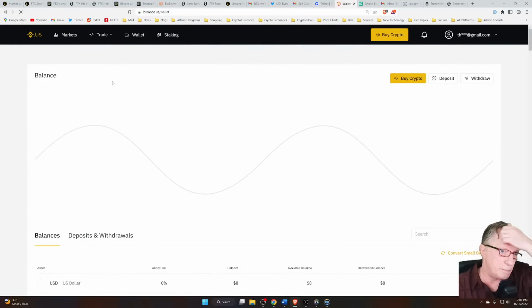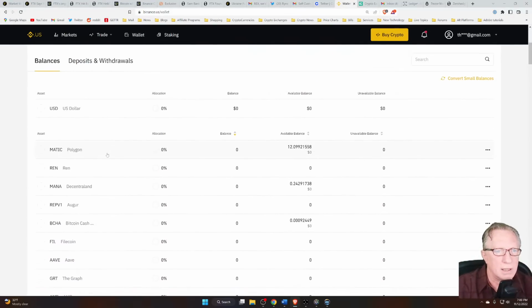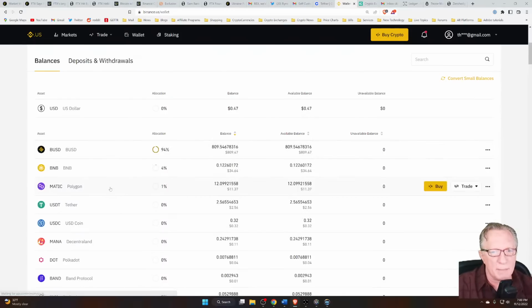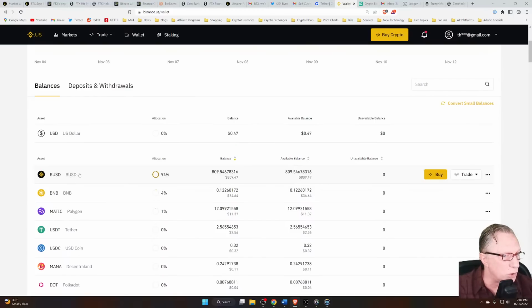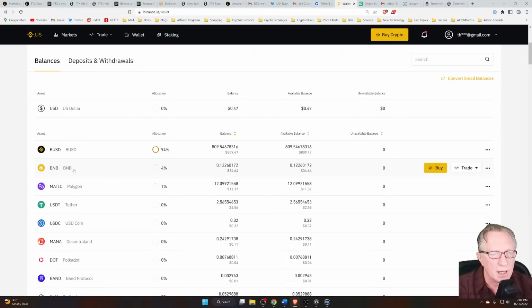This is my wallet. As you can see in my Binance US wallet, I've got some Binance US dollar, some stable coin, which I've been on the sidelines with, right? I've got some BNB and I've got some MATIC token, which is Polygon. And I'm getting a lot of questions lately about Polygon because who used Polygon? We had Polygon being used by JP Morgan last week to make a trade.